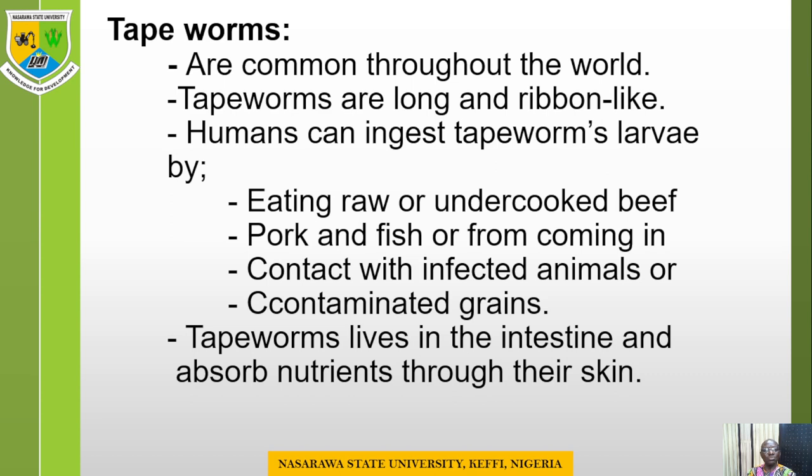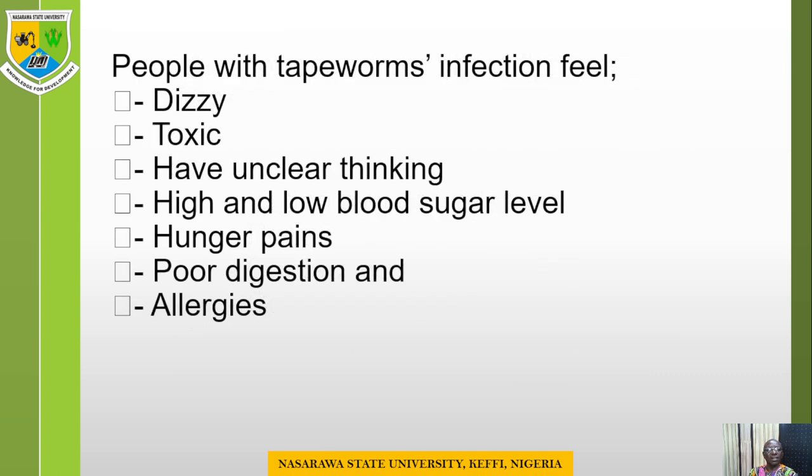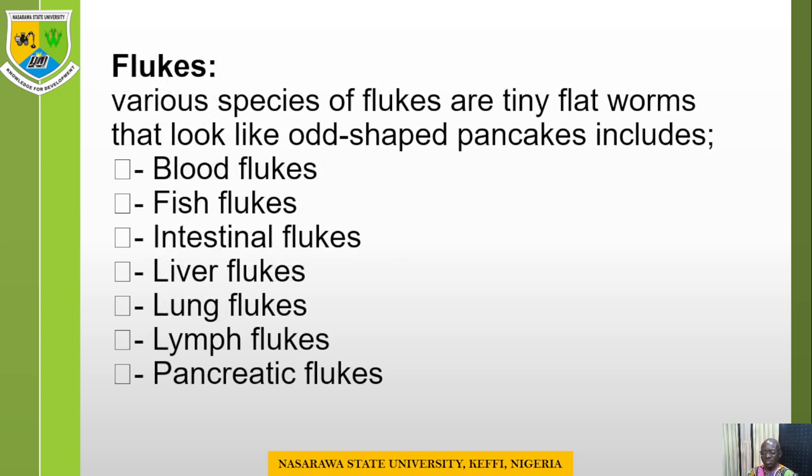We also have tapeworms. Briefly, let me mention them. They are common throughout the world. Tapeworms are long and ribbon-like. Humans can ingest tapeworm larvae by eating raw or undercooked beef, pork, and fish, or from coming in contact with infected animals or contaminated grains. Tapeworms live in the intestine and absorb nutrients through their skin. People with a tapeworm infection feel dizzy, toxic, have unclear thinking, high and low blood sugar levels, hunger pains, poor digestion, and allergies. So many reactions you will experience.